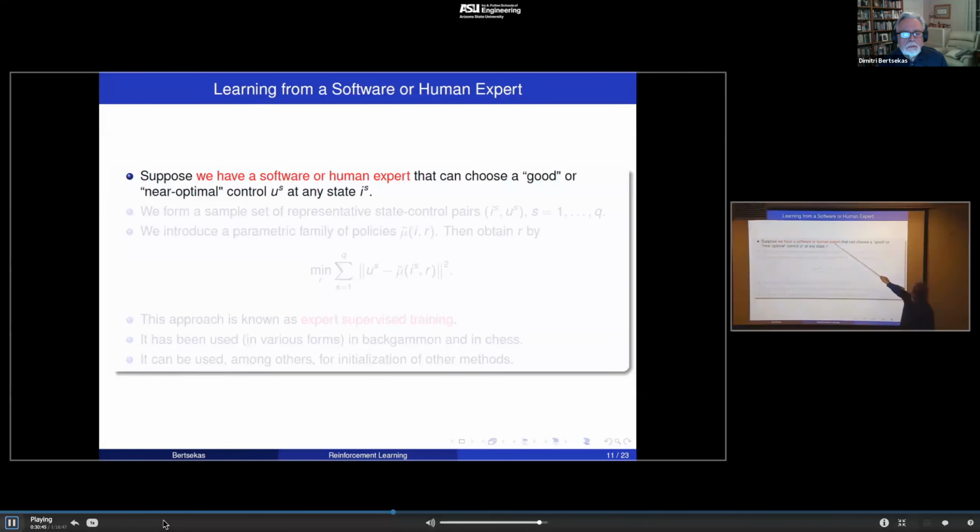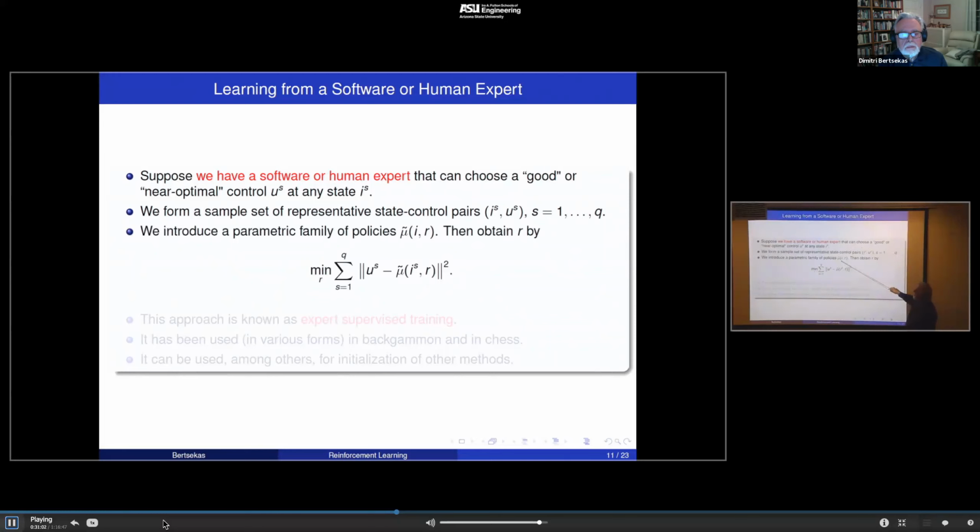We could also have a human expert, as we discussed, who can choose a good or near optimal control u_s at any state i_s. Again, we form a sample set of representative state-control pairs supplied by the expert. We introduce a parametric family of policies, some mu tilde, that tries to mimic the expert.